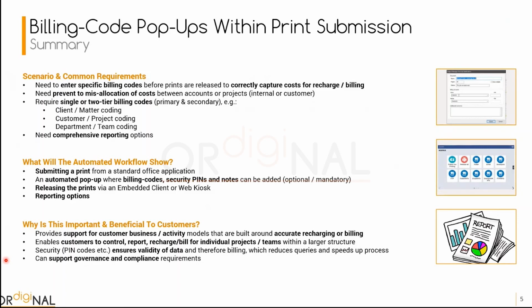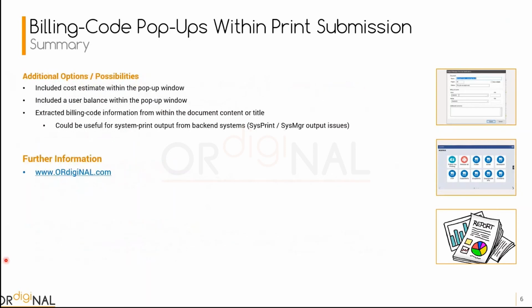Now, as always, there are additional things that we can do with these workflows that we've not necessarily shown today. So other functionality within the pop-up, for instance, we could have included a cost estimate of what that job would cost. And it is an estimate because it depends on the printer that you release it on as to the actual cost, but we could have included that. If we were tracking a user's balance, we could have shown the balance that that user had left to spend within the pop-up window as well. So help them to manage their expenditure and to think about whether they really do need to print the document that they were proposing to print.